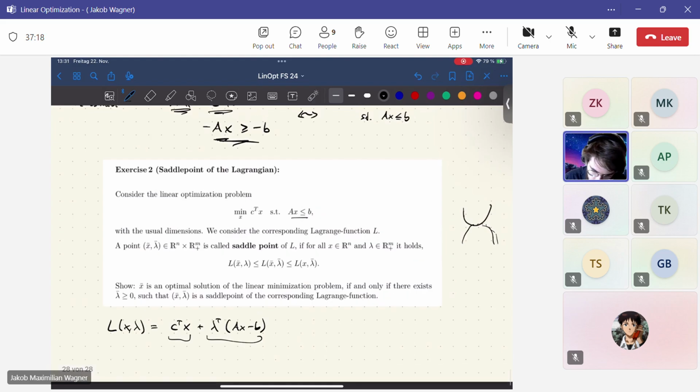And our goal is to show that if we have such a saddle point, then this x bar is a solution to our minimization problem, and vice versa, if we have a solution, then the lambda bar, which is the corresponding Lagrange multiplier, together they are a saddle point for the Lagrangian.